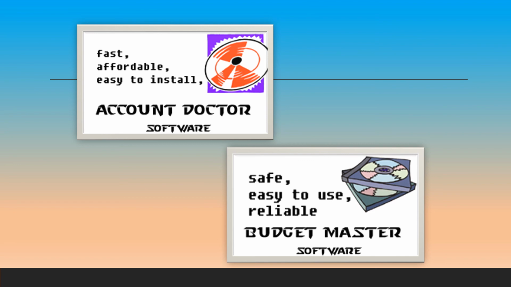But the Account Doctor software is fast, affordable, and easy to install, whereas Budget Master software is safe, easy to use, and reliable. So the Account Doctor is faster, more affordable, and easier to install than the Budget Master. But the Budget Master is safer, easier to use, and more reliable than Account Doctor. So reliable means it doesn't break or it's more useful.